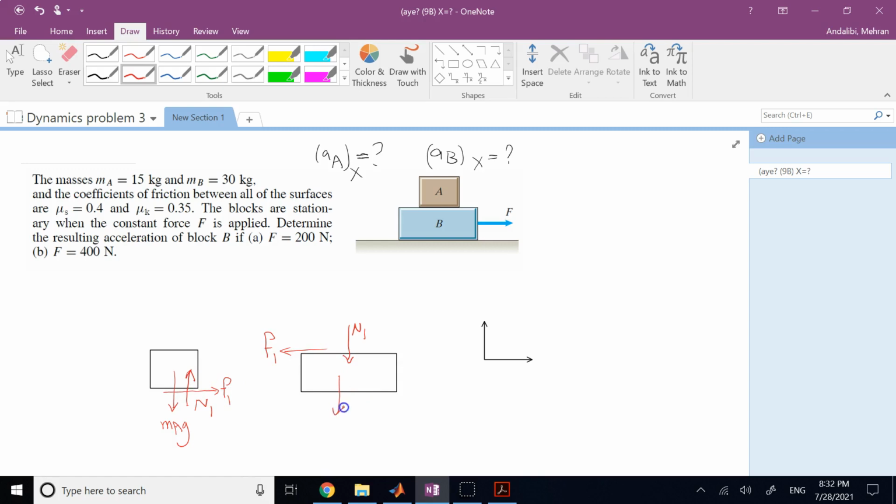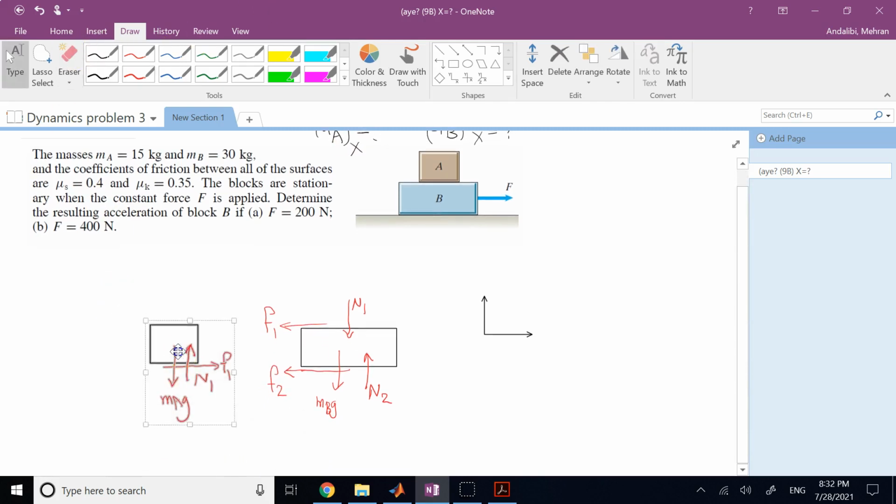We have, of course, mass of B. We have a normal reaction from the ground. We can call it N2. And since the direction of slide between B and the ground is to the right, the friction for that is also going to be to the left, and we call that F2. So these are the FBDs for the two blocks that we have.